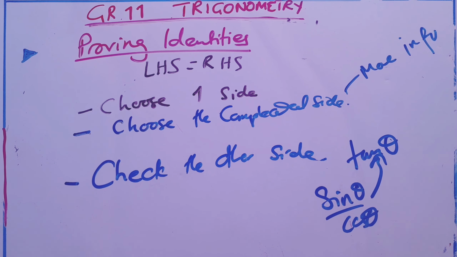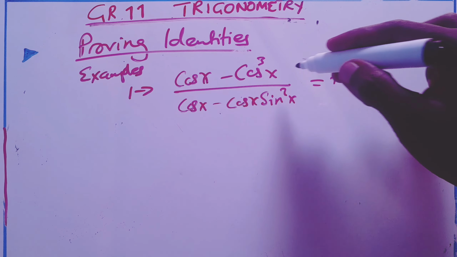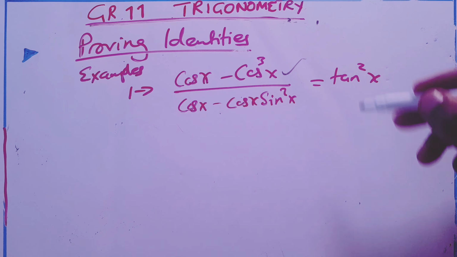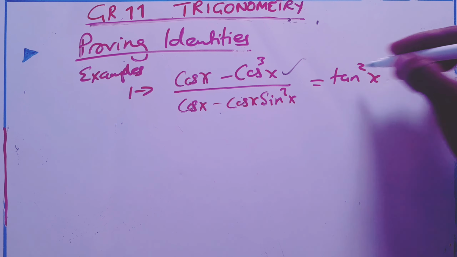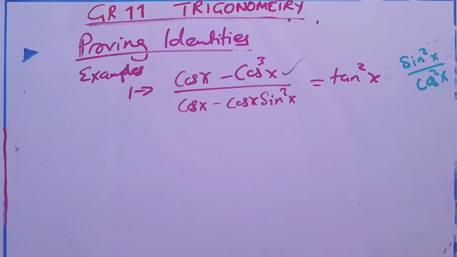So let me show you an example of that, and then you can see how you can do this, right? Okay, so this is what we are trying to prove. So obviously the complicated side is this side, right? So we are going to take that complicated side. Already we can see that we are trying to prove that this is equal to tan squared x, and we know that tan squared x must be given by sin squared x over cos squared x. So we'll try to prove this side to be left with sin squared x over cos squared x, and they'll be equal. So let's go on.